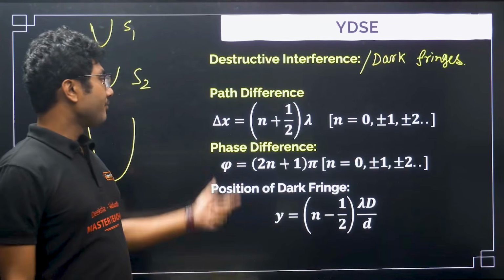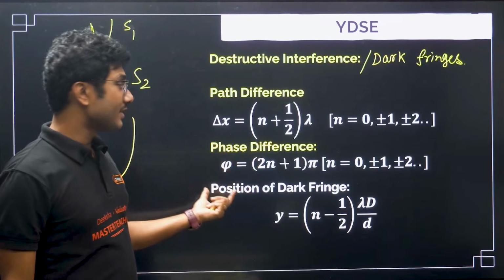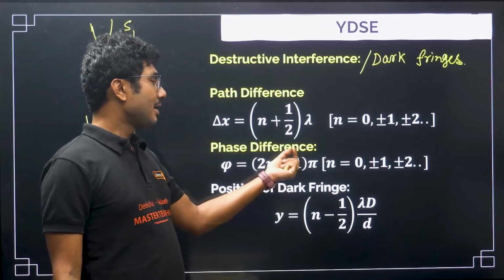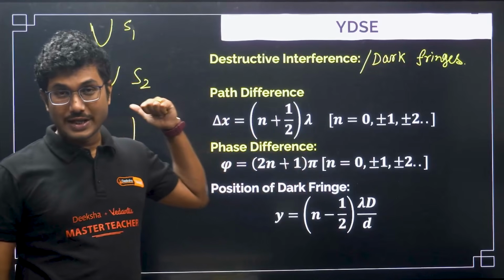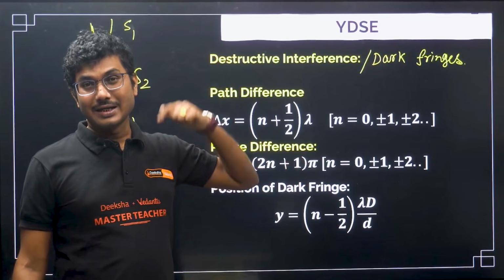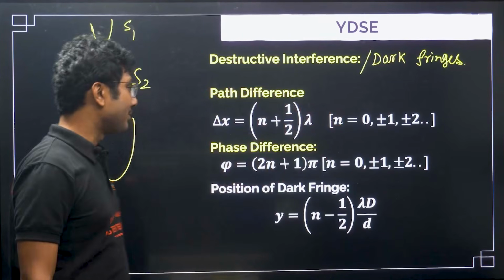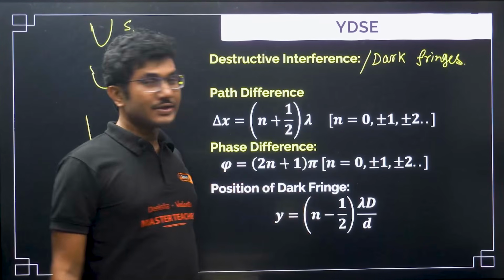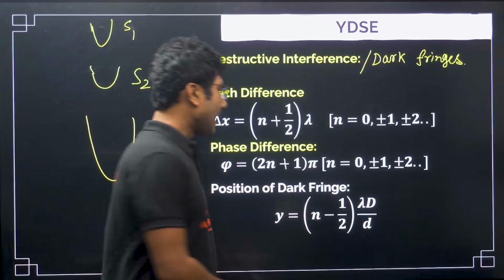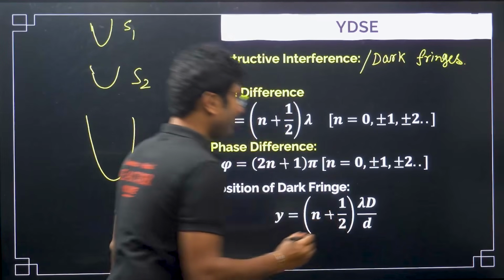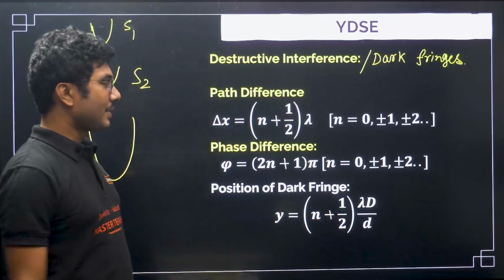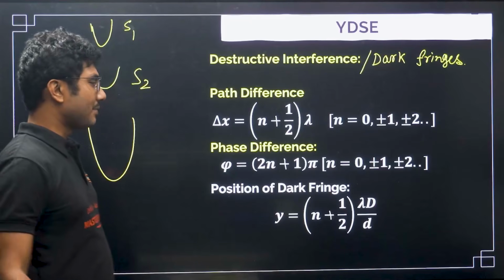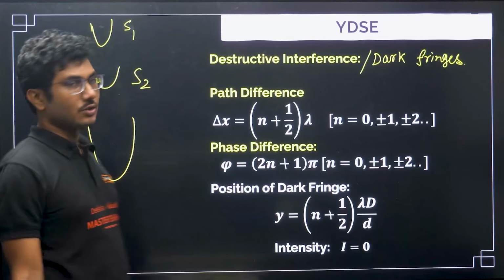In terms of phase difference, it is 2n plus 1 into pi, same values of n. 2 pi by lambda into delta x is the relationship between phi and delta x. Now, the position of the dark fringe in this case is n plus half, lambda D by d, and intensity in this case is 0.